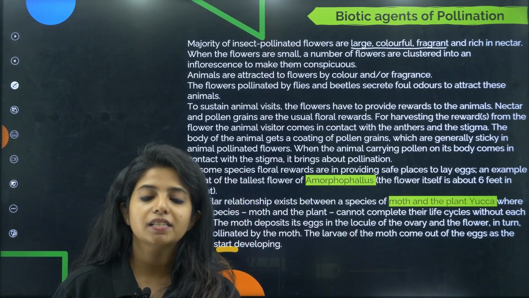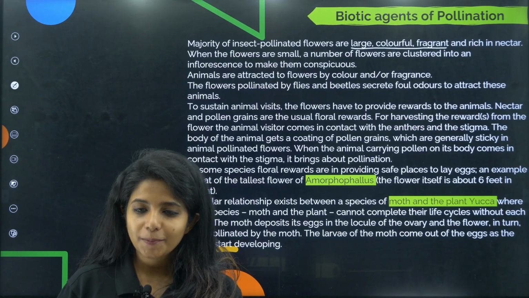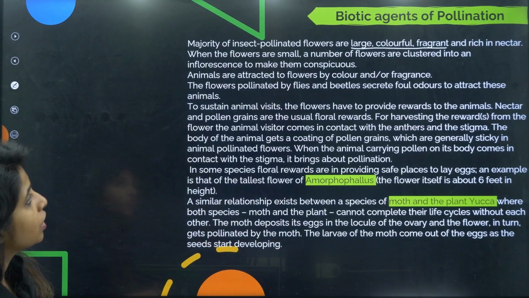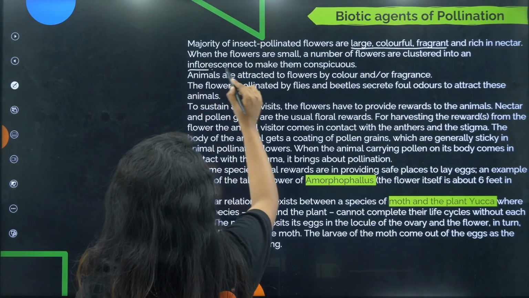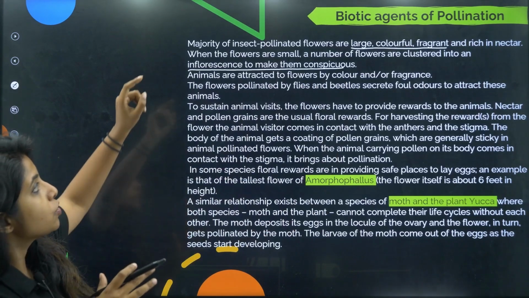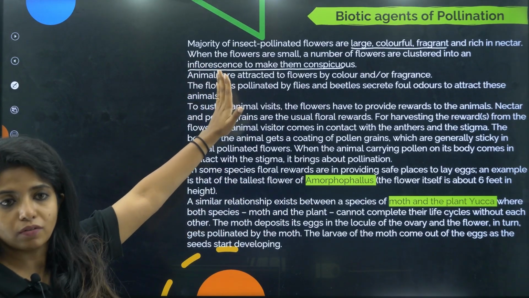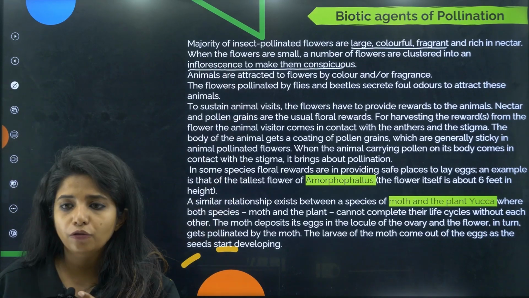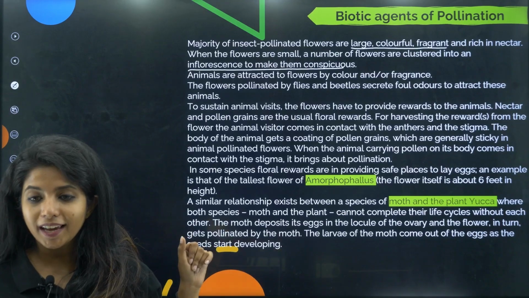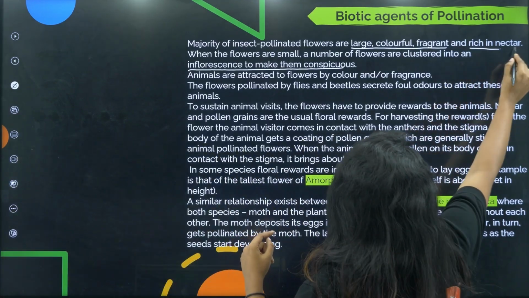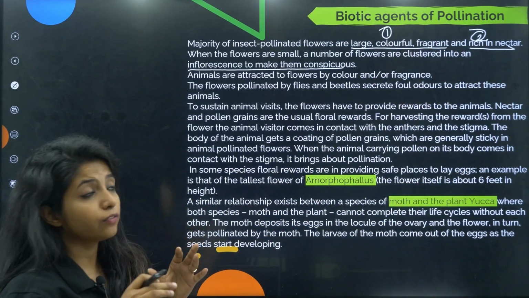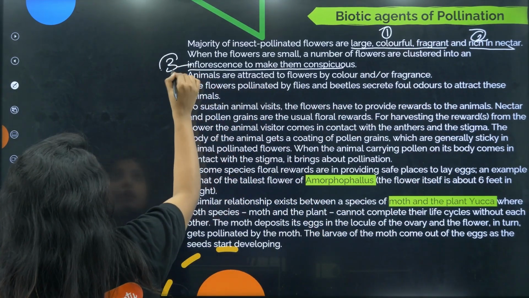What is nectar? Basically it's like a welcome drink for the pollinators who are coming the way. Okay. Now, when the flowers are small, a number of flowers are clustered into an inflorescence to make them conspicuous. So, when the flowers are small, all of them come together so that it becomes an inflorescence. So, it's talking about insect pollinated flowers. Their feature should be, it should be large, it should be colorful, it should be fragrant, it should smell nice, so that the insects which are coming think, nice, I can sit here, okay, and it should be rich in nectar. This is the first point, this is the second point. And if the flowers are small, they should be forming an inflorescence.